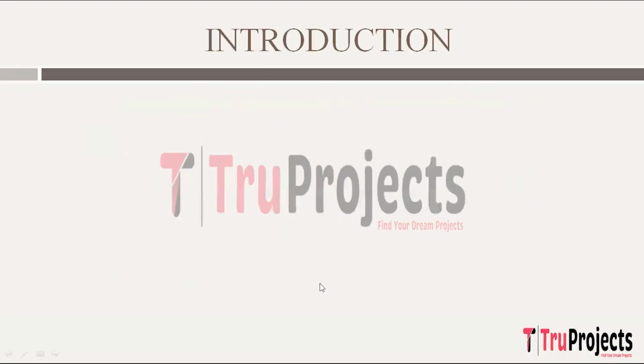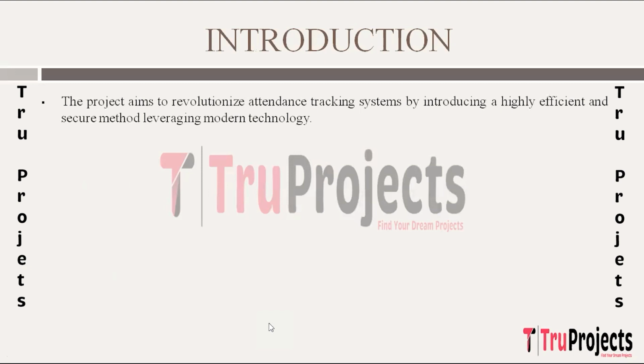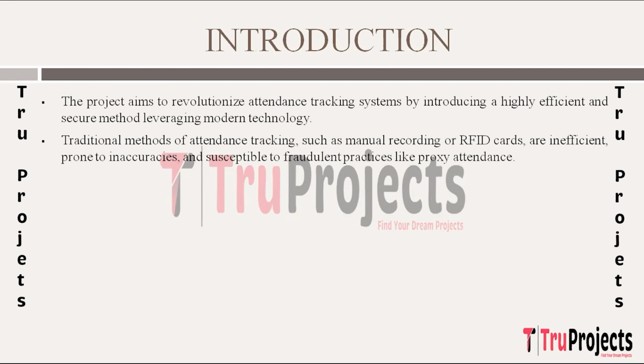In this video, we are going to explain the project Real-Time Attendance Monitoring System using Machine Learning and Blockchain. Introduction. Traditional methods of tracking attendance such as manual recording or RFID cards are outdated and inefficient. The project aims to revolutionize this process by introducing a modern and efficient method leveraging technology. Traditional methods suffer from various drawbacks, including inefficiency, inaccuracies, and susceptibility to fraudulent practices like proxy attendance. These challenges highlight the need for a more robust and secure solution.